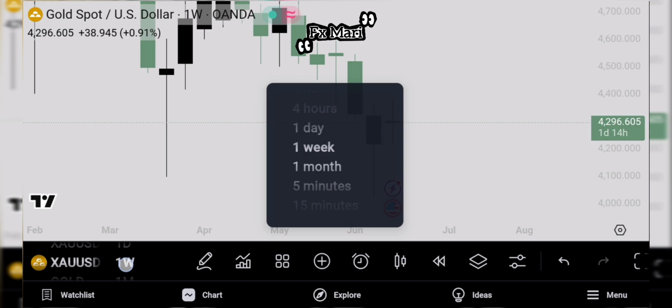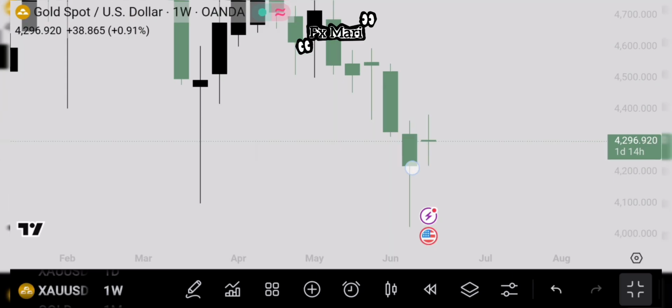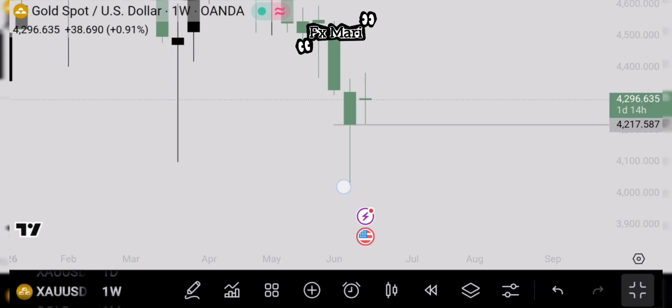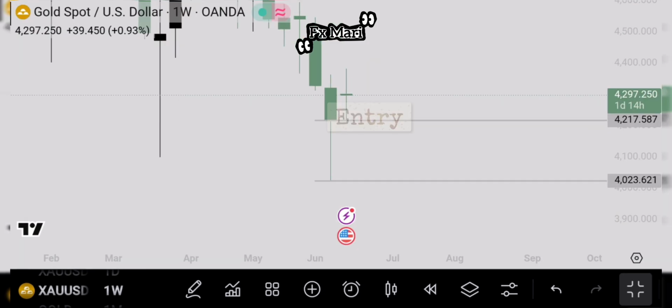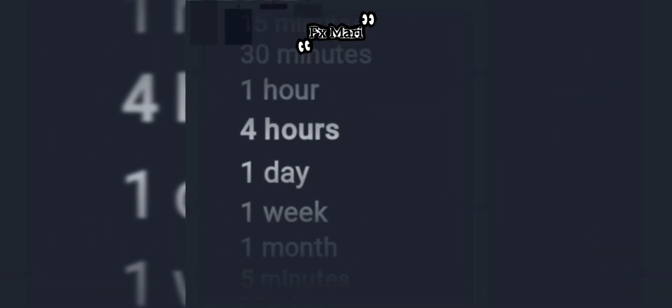So we hop in the weekly time frame and we highlight the close of the previous candle. After highlighting the close of the previous candle, we also highlight the lower wick. Remember, the close of the previous candle is acting as our entry, whereas the lower wick is acting as our TP. Then we hop in H4 time frame.